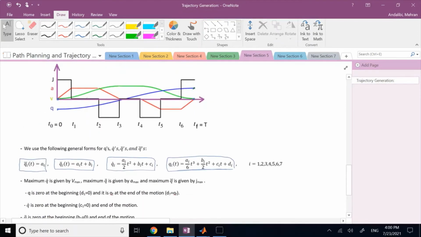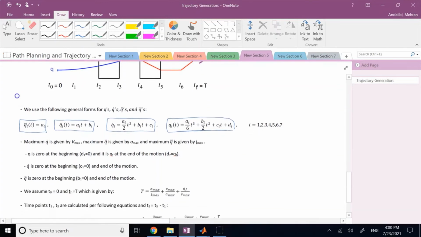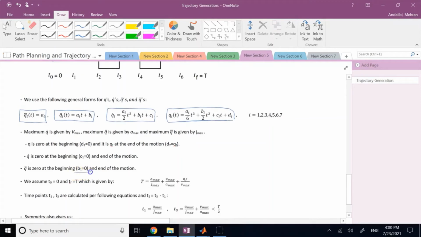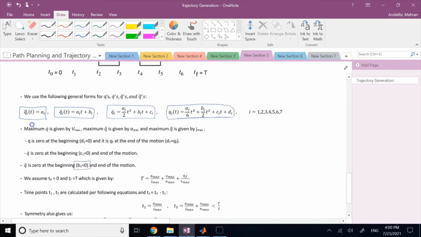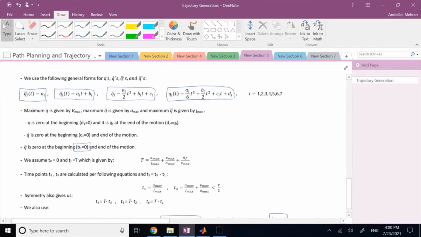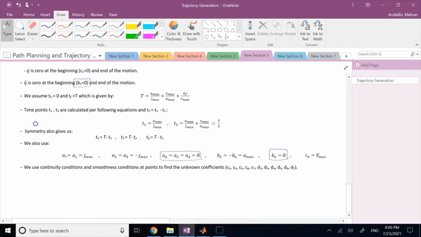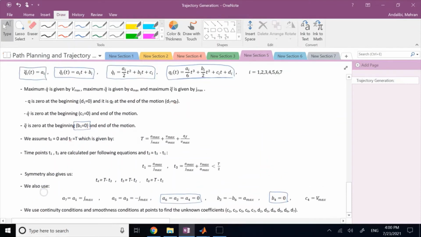Now we start from 0 velocity and 0 acceleration. What does that mean? It means B1 is also 0, right? The constant of the acceleration term for the first motion. That's your initial condition. It has to be 0 in addition to B4. So not only B4 is 0, B1 is also 0 because we chose to start with 0 acceleration.